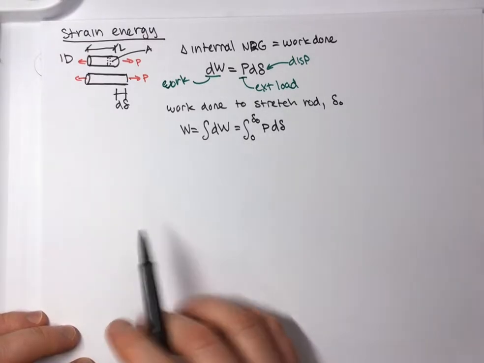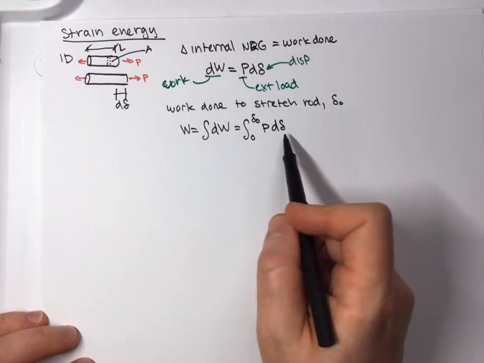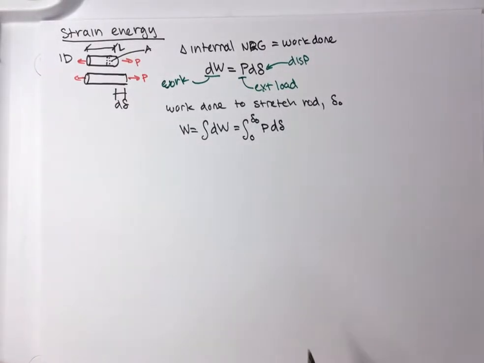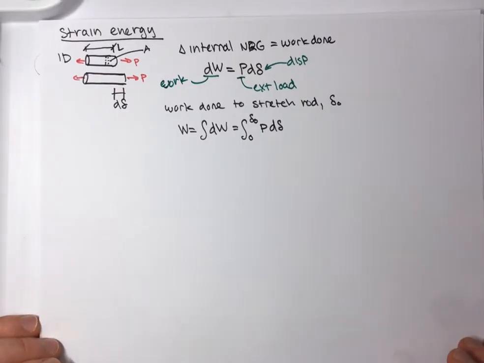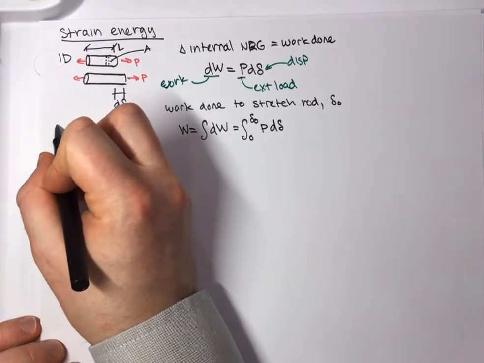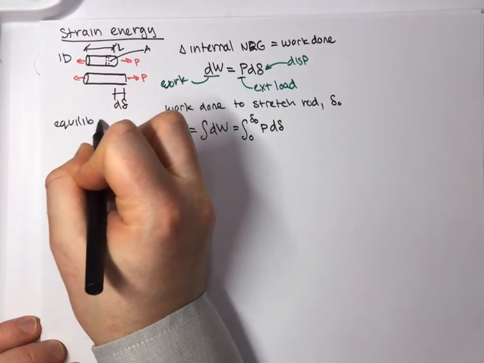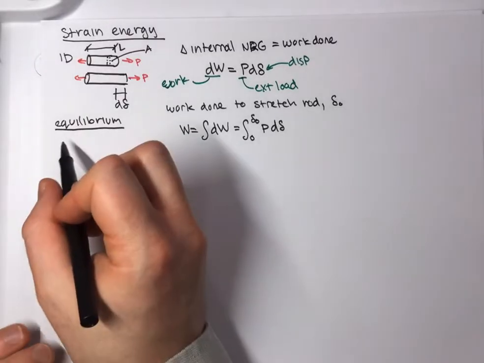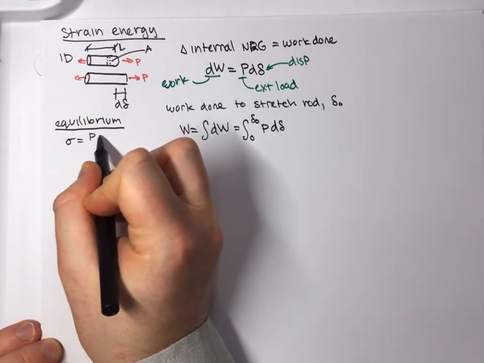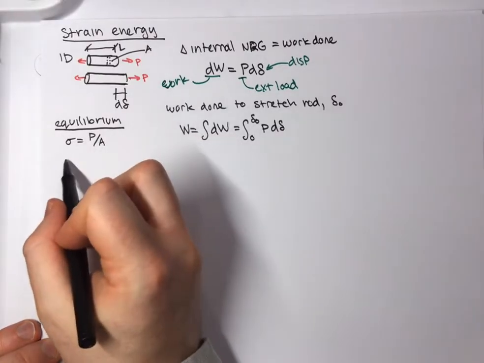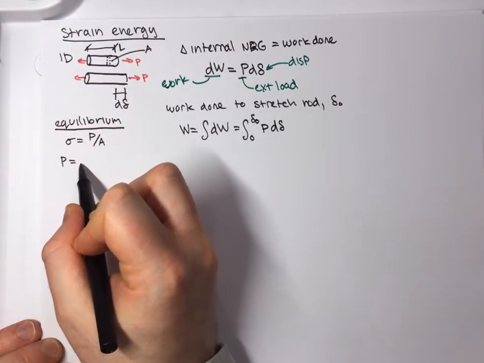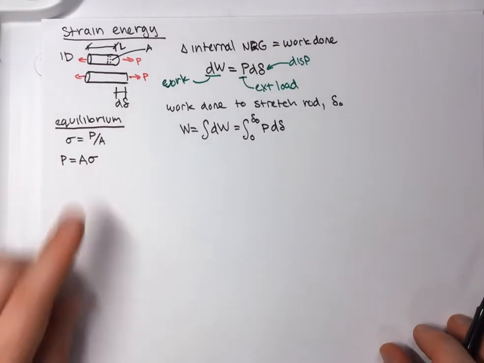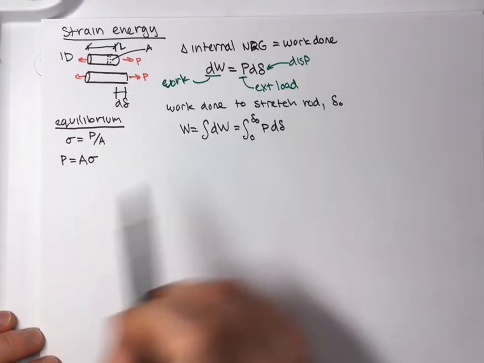And now what we need to do is think about what P is in terms of our material and what d delta is in terms of our material. So we can do that. Remember, we always have some tools in our toolbox, and so we can use those here. So the first one is equilibrium. So what does equilibrium tell us? Equilibrium says that stress is equal to the applied load over the area, which means that P is equal to the area times the stress. And that's going to be useful for us. We know where that's going to go.